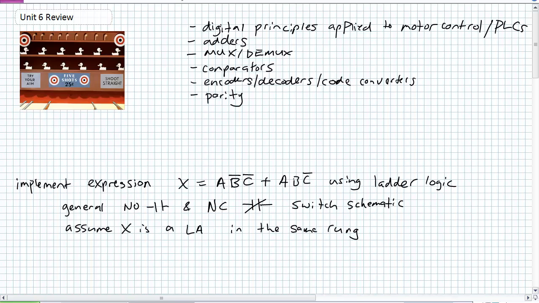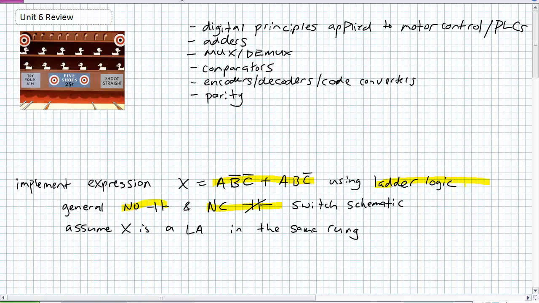All right, your boss comes up to you and says, Johnny, I want you to efficiently implement the expression X, using ladder logic. X is A and not B and not C, or A and B and not C. So you're using a traditional motor control scheme. You're going to use general normally open contacts and normally closed switch schematic symbols.